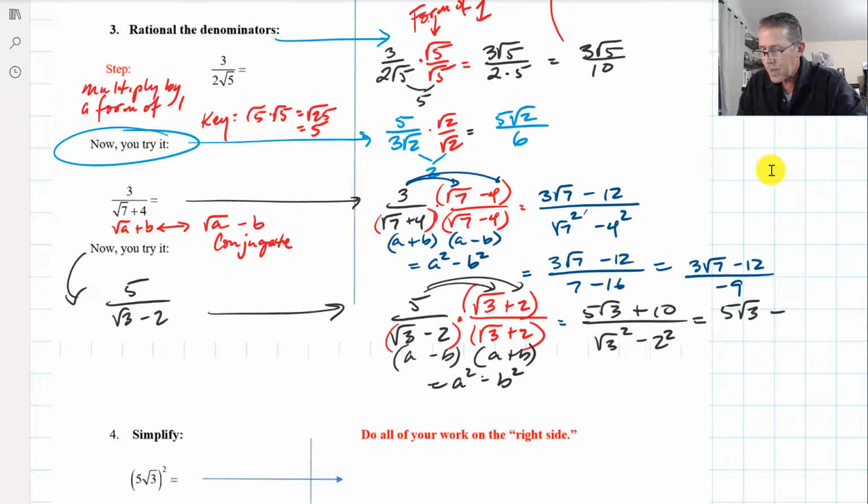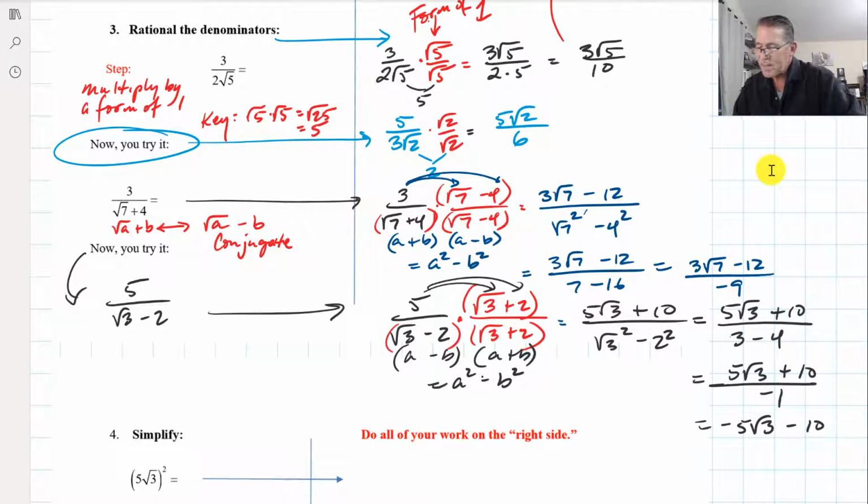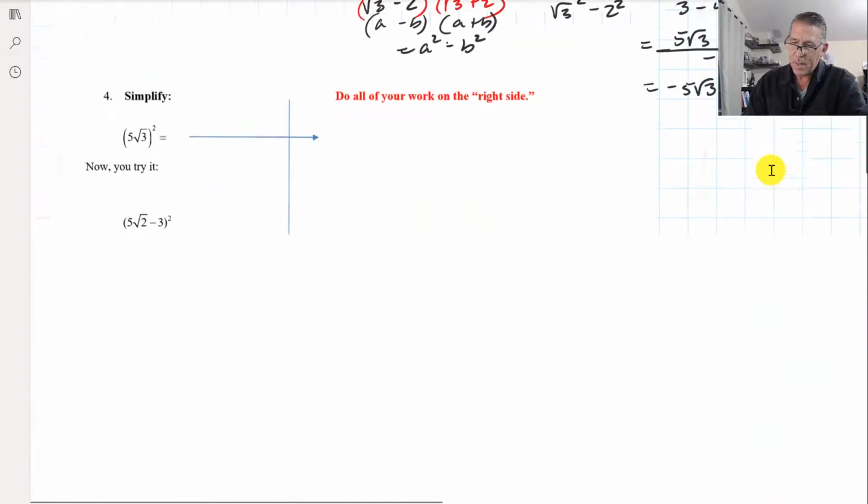So I get 5 root 3 plus 10 up top. Nothing to do up there. Square of root 3 is 3. The square of 2 is 4. And so I get 5 rad 3 plus 10 divided by negative 1. So you divide both by negative 1, you get negative 5 rad 3 minus 10. Because when you divide both the positive numbers up top by negative 1, they change sign. All right, moving on.